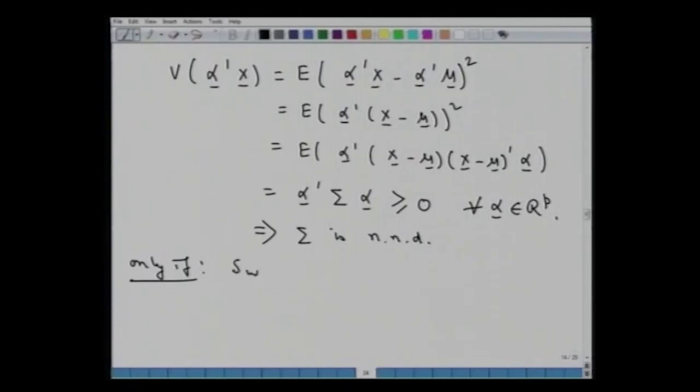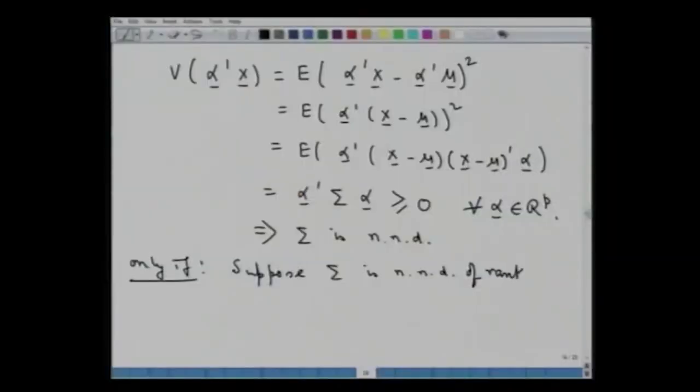Now the other way around, the 'only if' part. Suppose sigma is non-negative definite; we'll prove that sigma is a covariance matrix associated with some random vector X. Since we have assumed that sigma is non-negative definite, say of rank R, which is less than or equal to the dimension of this matrix sigma, we can write this sigma matrix in the following form: CC prime, where C is p by R of full column rank.